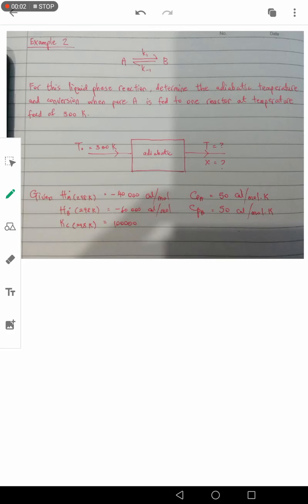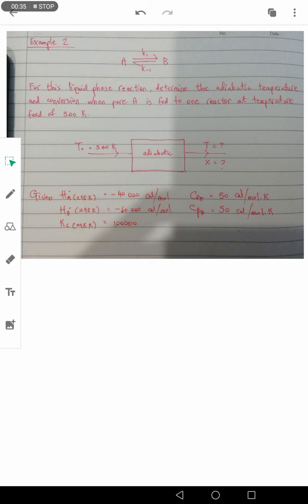Hai semua. Kita sambung dengan saya bagi contoh example 2 untuk topik non-isothermal reactor. So for example, the question looks like this. A producing B with a reversible reaction. Reversible reaction A kepada B, kemudian B kepada A, in which A kepada B with rate constant of K1, B kepada A with rate constant of K minus 1.